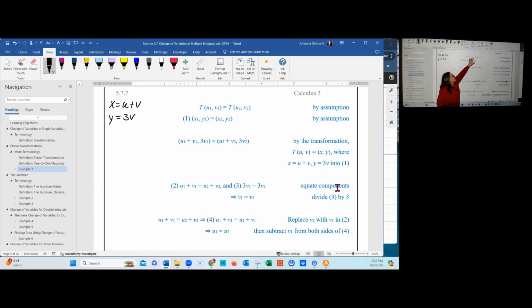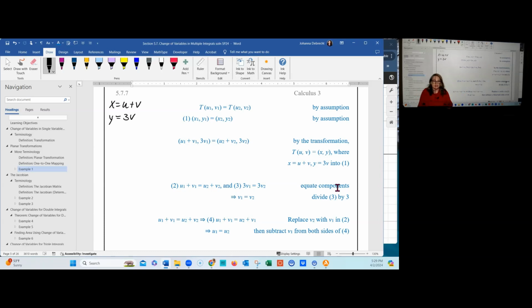I know that v1 and v2 have to be the same point, but do u1 and u2 have to be the same? So once I've established that v1, v2 are exactly the same value, then I can come back to equation 2 and I can replace my v2 with v1, since v1 and v2 are the same. And then I have u1 plus v1 equals u2 plus v1. But then the v1s cancel because they're the same. And if that's true, then u1 has to equal u2, which proves that this transformation will take one value from the UV plane and map it, associate it with one value in the XY plane.